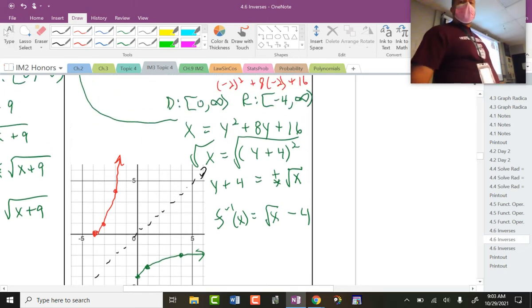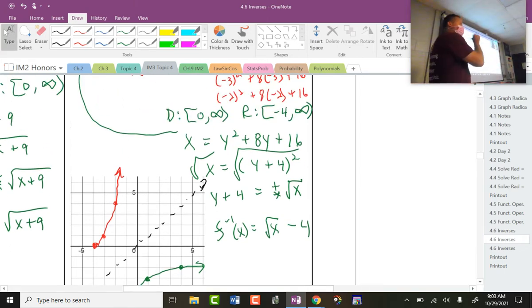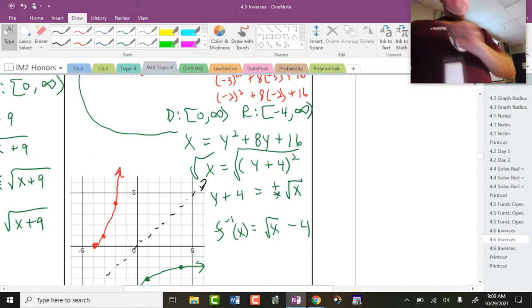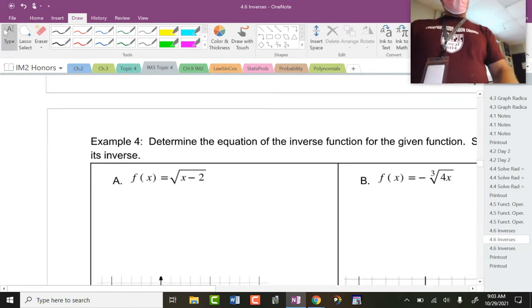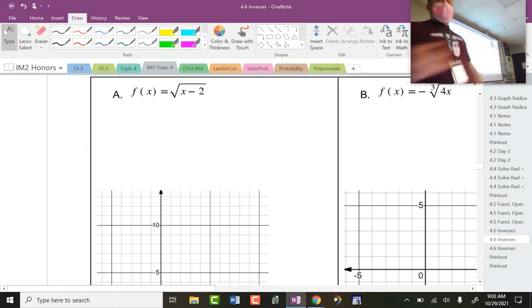I cannot overemphasize: find the domain and range of the original before you find the inverse. All right. And then parabola is going on there. Okay, next.